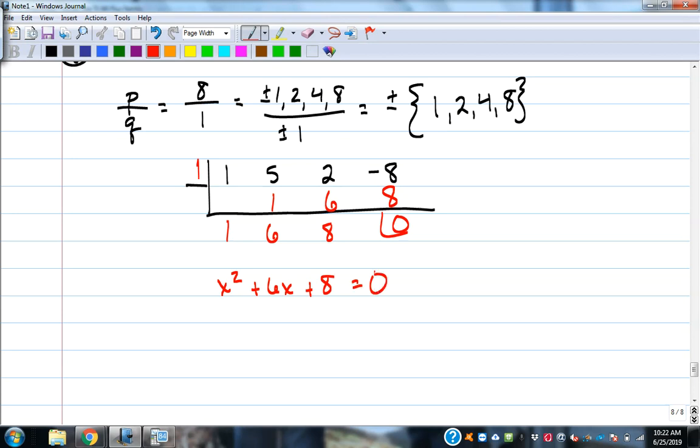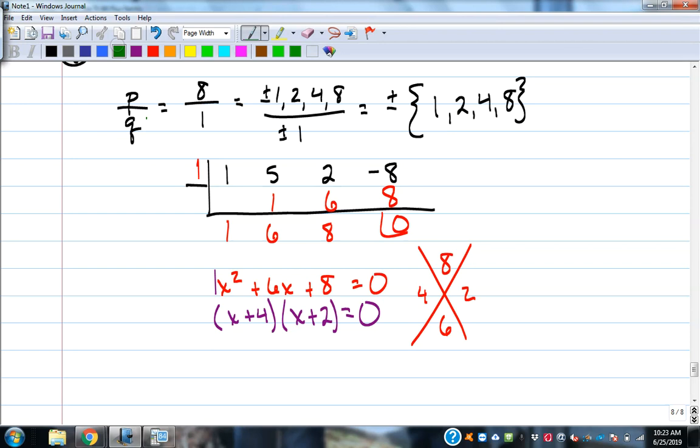I'm just setting it equal to 0. And I can factor that, I think. Multiply to be 8 and add to be 6. 4 times 2 is 8. 4 plus 2 is 6. So that's a pretty easy factor. I can take the shortcut because there's a 1 in front of the x squared. So my factors are x plus 4 and x plus 2.